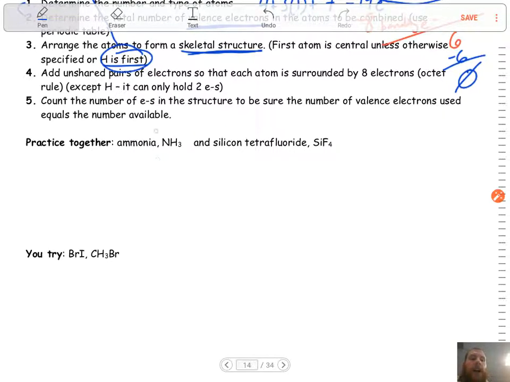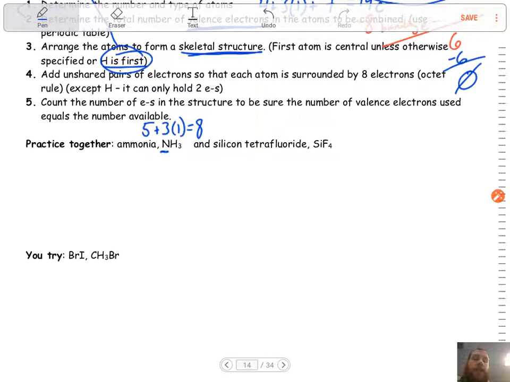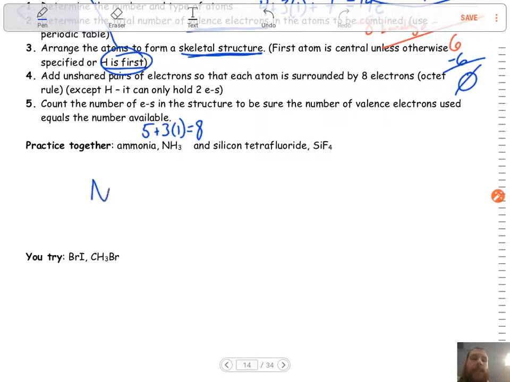So, find out how many electrons total first. We've got 5 from nitrogen, then we've got 3 hydrogen atoms, each brings 1. That's going to give us a total of 8 electrons that we have to use. So that's steps 1 and 2. Step 3, get the skeleton structure. What's my central element going to be? It's typically the first element, unless it's hydrogen, then you go to the second element in your formula. So nitrogen is going to be my central.